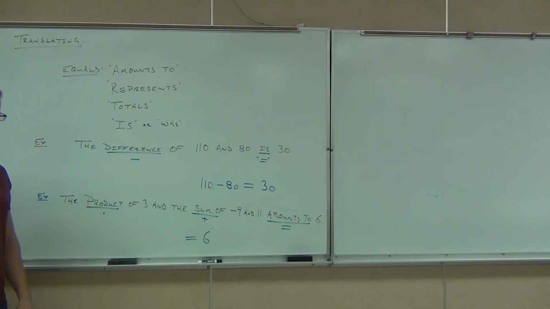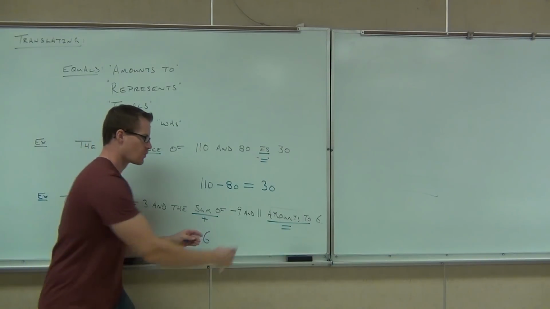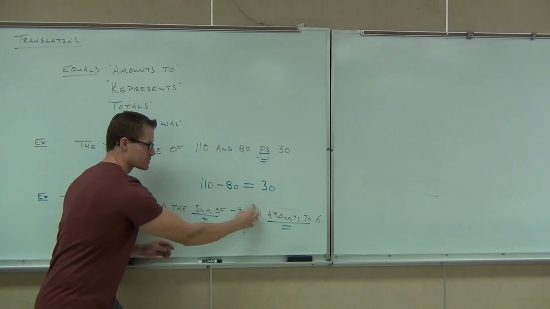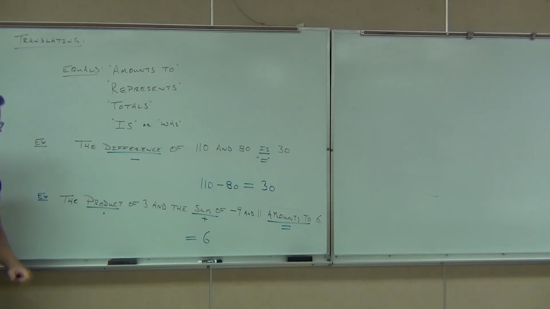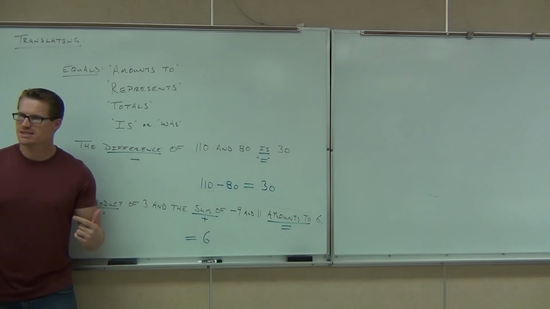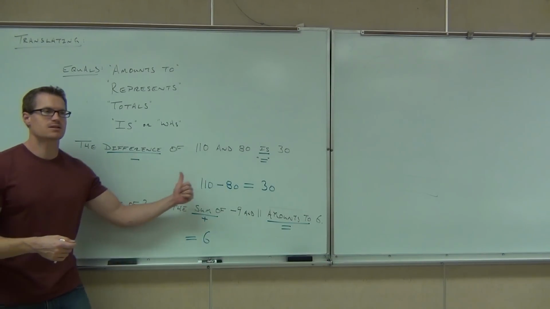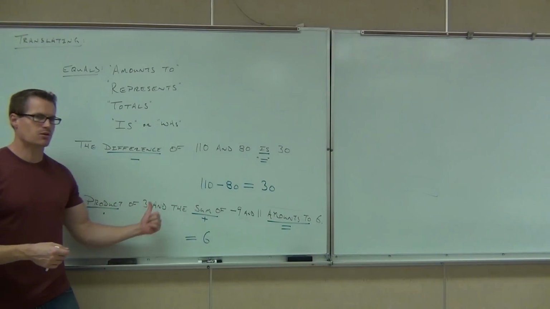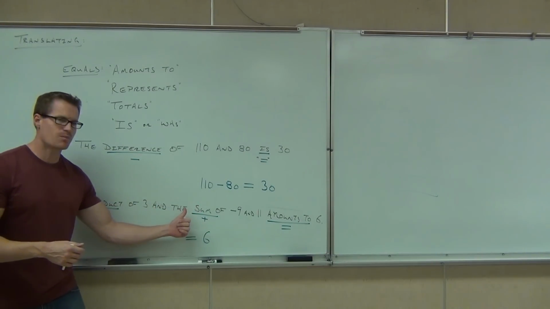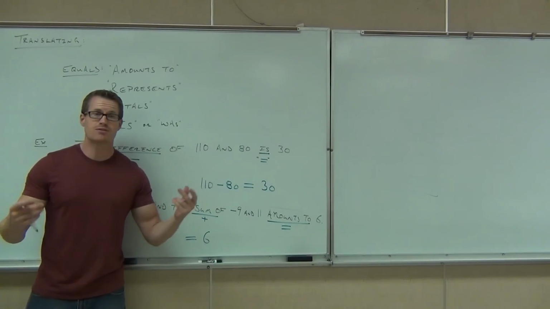But now wait a second, we dealt with this before. If we ignore this amounts to 6, we already have the equals 6. We're really just focusing on this portion of it: the product of 3 and the sum of -9 and 11. Remember how I said the product of 3 and, it should give you a number there. Product of 3 and 6, product of 3 and -2, product of 3 and something. If it doesn't give you a number, what that implies is that you're going to have to use what? You're going to have to use parentheses.